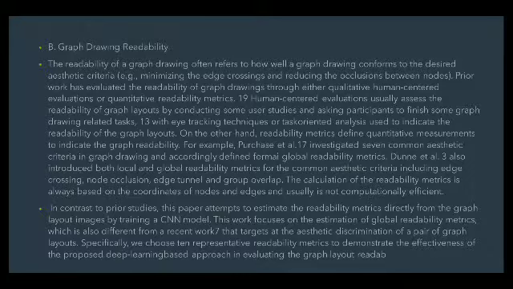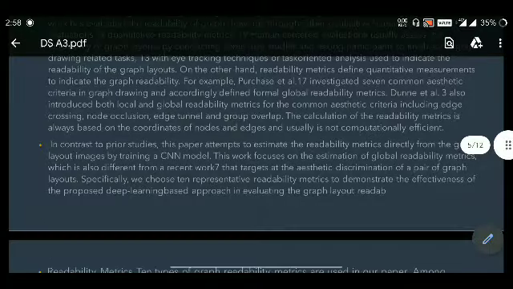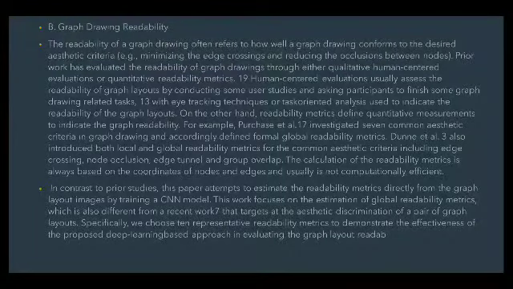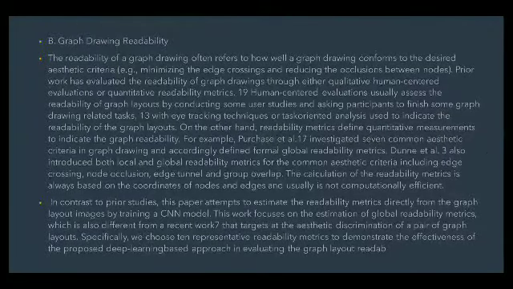Human-centered evaluations usually assess the readability of graph layouts by conducting user studies and asking participants to finish some graph drawing related tasks, with eye tracking techniques and task oriented analysis used as indicators. On the other hand, readability metrics define quantitative measurements to indicate the graph readability.